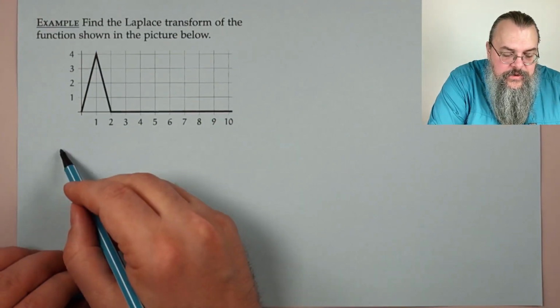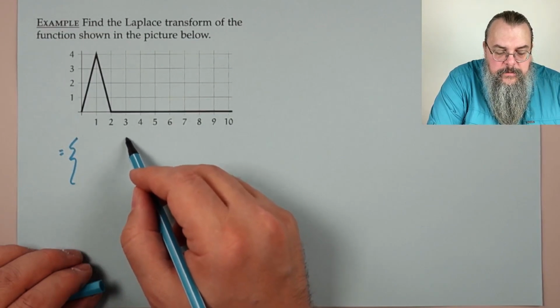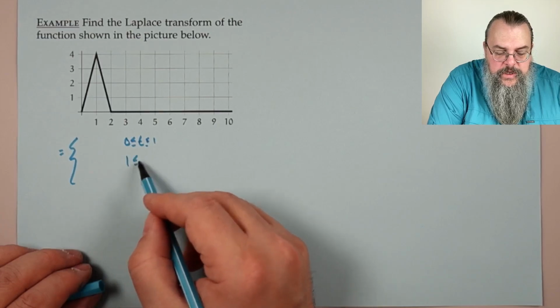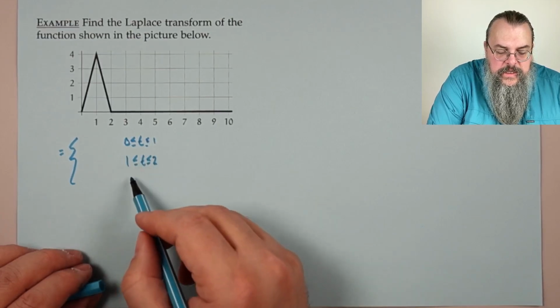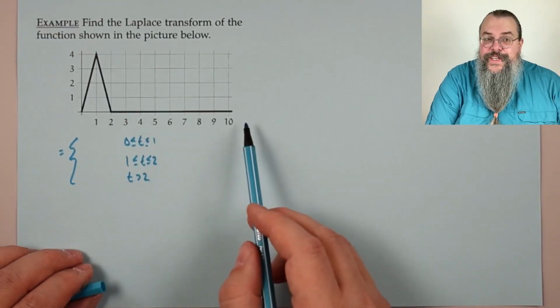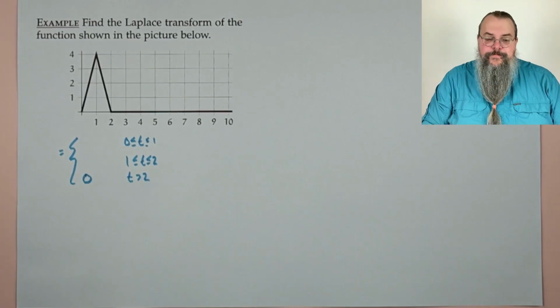We say, okay, there's 3 things happening here. There's something happening between 0 and 1. There's something happening between 1 and 2. And there's something happening if we're above 2. Now, above 2 is pretty easy to spot, so we'll go ahead and throw that in at the start.